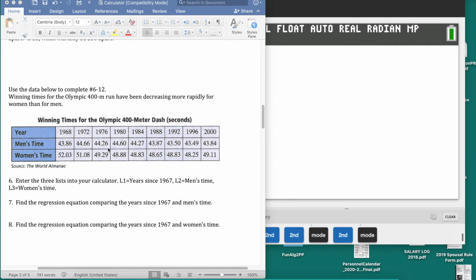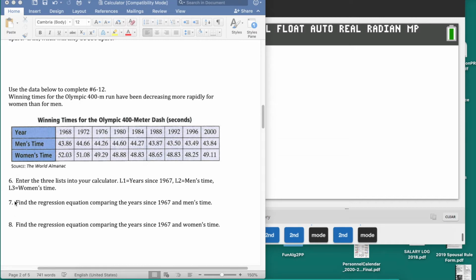The times are the times, okay? So you're going right across the men's time and the women's time. Now, we're entering 3 different lists here. So make sure you're staying organized with what list you plugged in where, okay? I have it down here as L1 is the year since 1967. L2 is the men's time. L3 is the women's time.